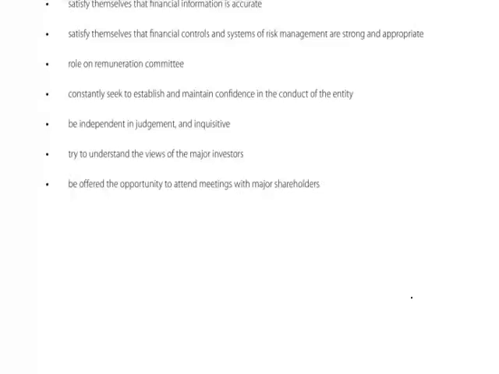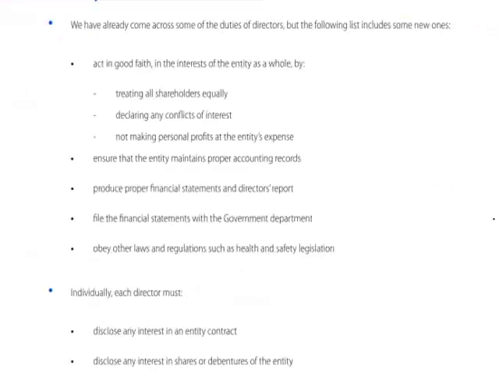And the statutory duties is a better way of presenting that to you. But we'll probably come across the alternative or better presentation later. So page 29, statutory duties. Already come across some of the duties. The following includes some new ones. Act in good faith, in the interests of the company as a whole, by treating all shareholders equally, declaring any conflicts of interest, and not making personal profits. But we've already come across those, haven't we? I already looked at those first three.